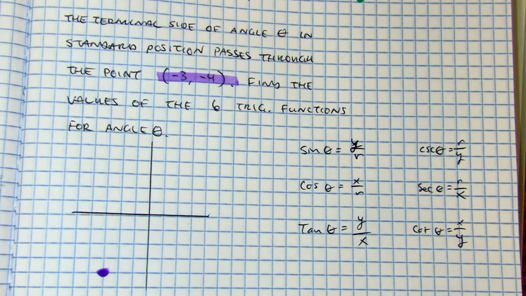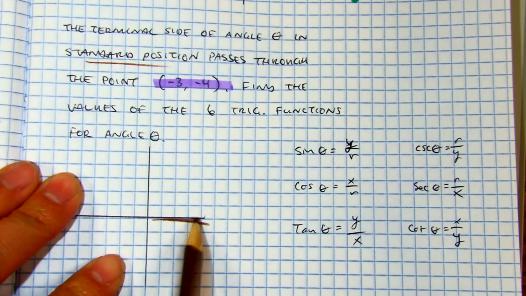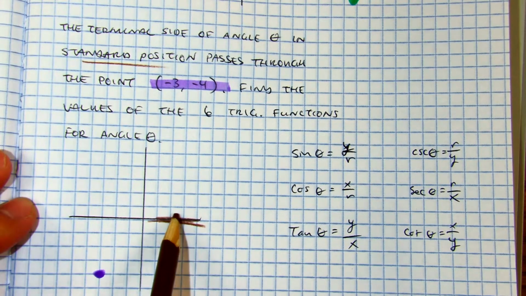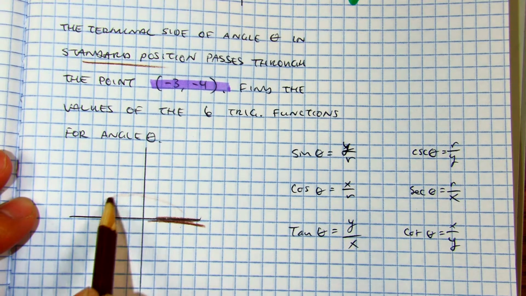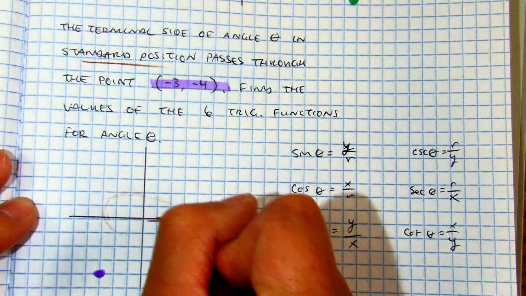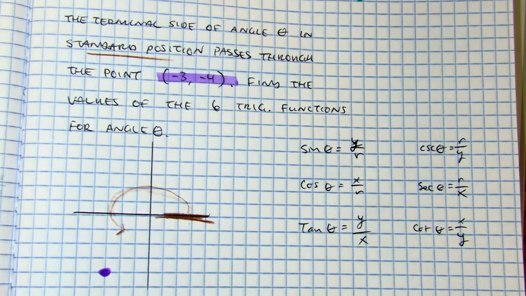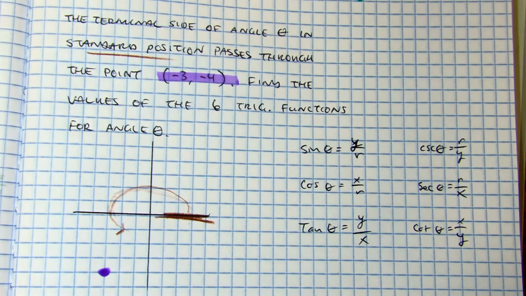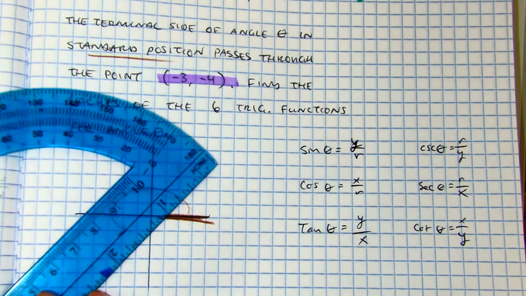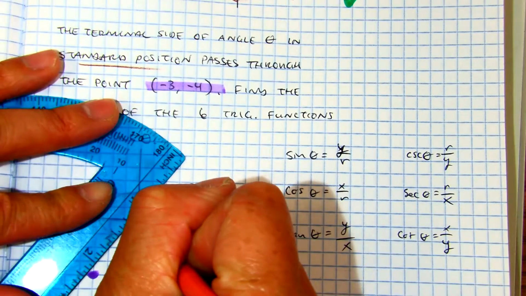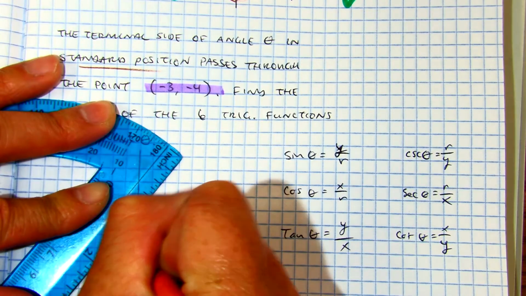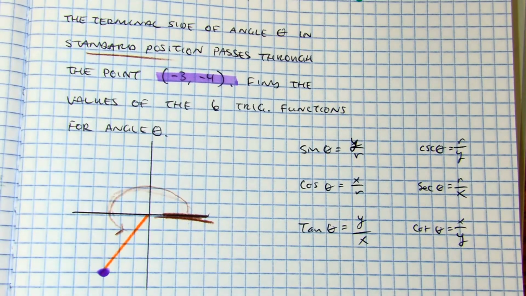So the angle starts in standard position. We already know that's here, and it's being rotated all the way over to here. So my angle, let's draw the triangle. I'm going to use a color pencil. This is what the angle looks like, but I need to draw a triangle.